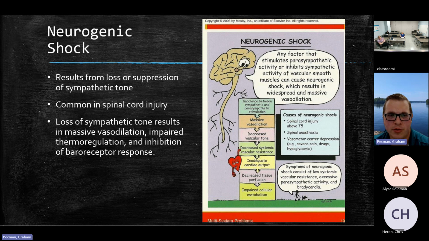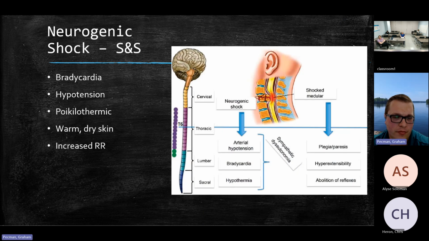There can be respiratory symptoms as well. Every physiological process that your spinal cord is responsible for is going to be affected if you're losing that sympathetic tone: bradycardia, hypotension, impaired thermoregulation, warm and dry skin because of vasodilation, and increased respiratory rate.